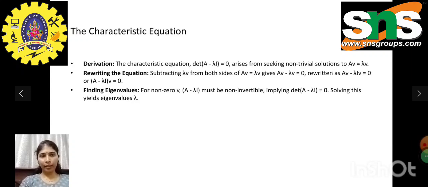So next is the characteristic equation. The characteristic equation is given by the determinant of A minus lambda I equal to 0, which arises from seeking a non-trivial solution to AV equal to lambda V. On rewriting this equation, it can be written as (A minus lambda I) V equal to 0, which will fetch the eigenvector. Next is finding eigenvalue. It will be found when A minus lambda I is non-invertible. So the determinant of A minus lambda I will be equal to 0.